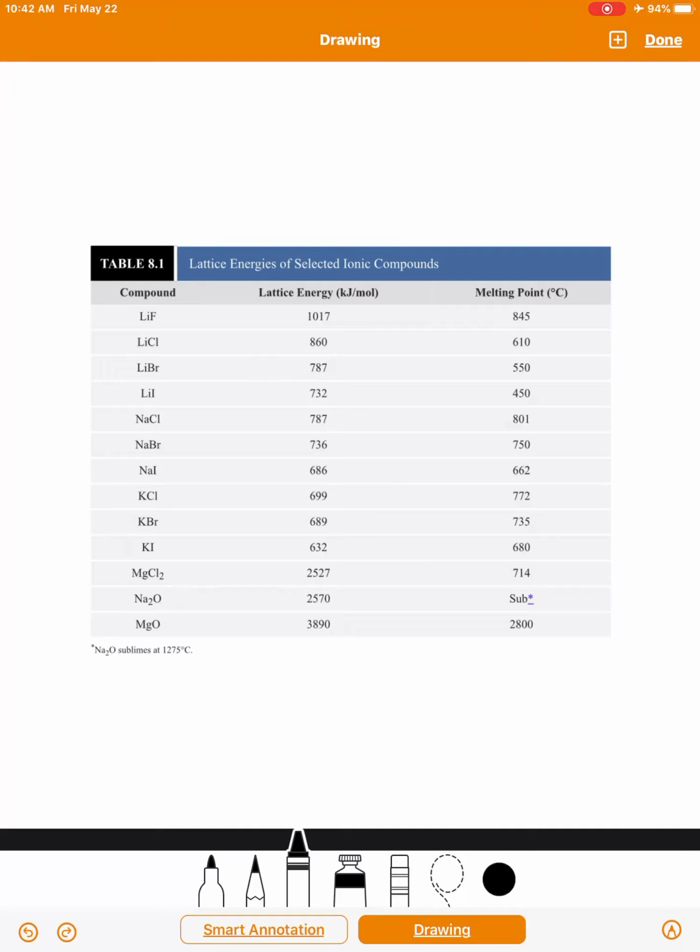Notice the pattern. It's decreasing as you go down. The reason is the charges of those ions are all the same. Lithium is always +1, fluoride's -1, chloride's -1, bromide's -1, so forth and so on. But they get bigger. The fluoride ion is smaller than a chloride ion, so the average distance between these ions gets bigger, so the energy gets smaller.